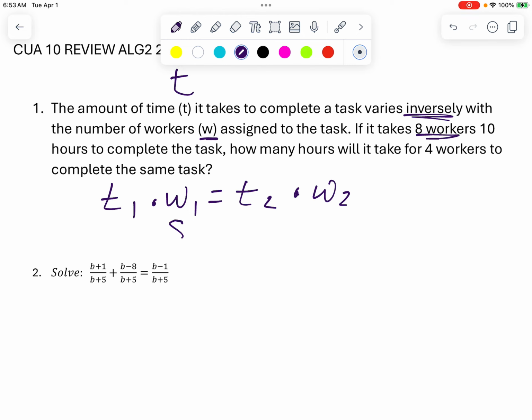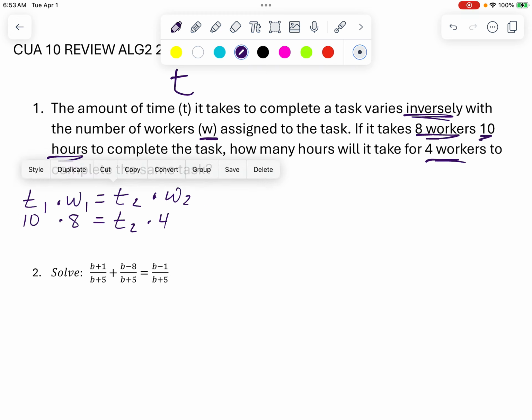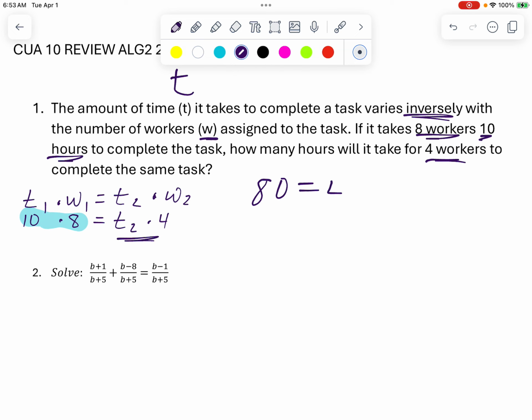If it takes 8 workers, so that's my workers 1, will go under there, the w1, 10 hours, so 10 will go under time 1. How many hours, so we're solving for t2 on the other side, will it take if we have 4 workers? So now let's reduce this down a little bit here, give it some space. So if I look on the left-hand side right here, 10 times 8, that's 80, so I have 80 equals, and then t times 4 is the same as 4t. So 4 times what is 80? That's easy. It's just t is 20. So it would take 20 hours.